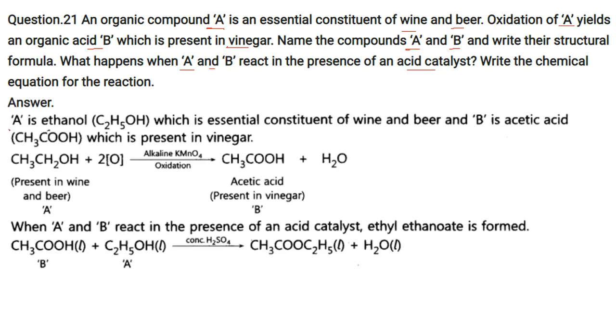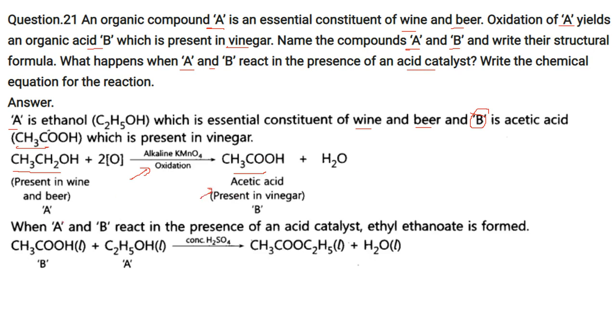So this A is ethanol, C2H5OH. This is a very important constituent of wine and beer. This B is acetic acid, CH3COOH, which is present in vinegar. So CH3CH2OH, which is present in wine and beer, with alkaline potassium permanganate on oxidation gives acetic acid, and this acetic acid is present in vinegar.